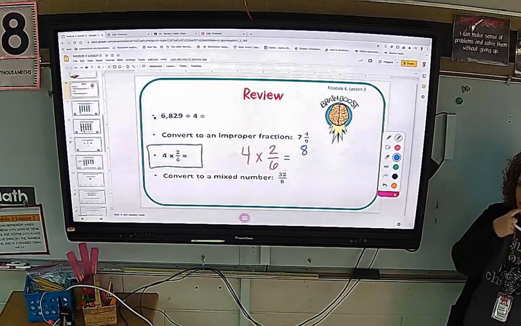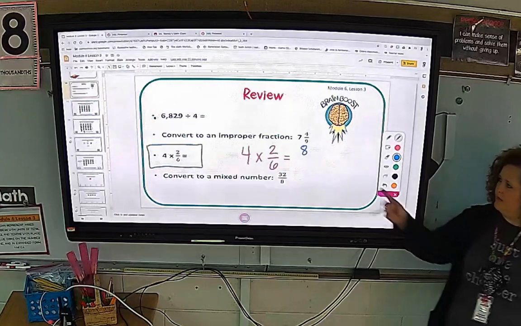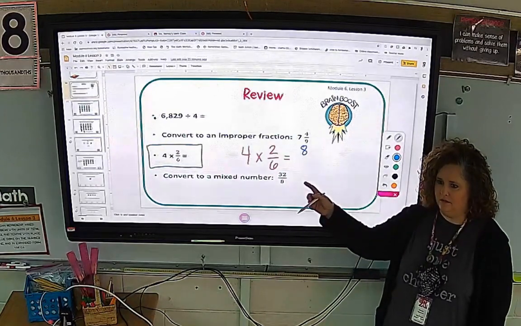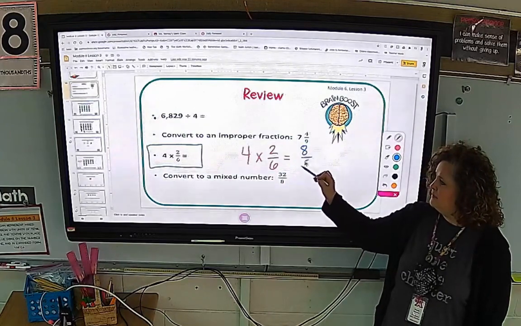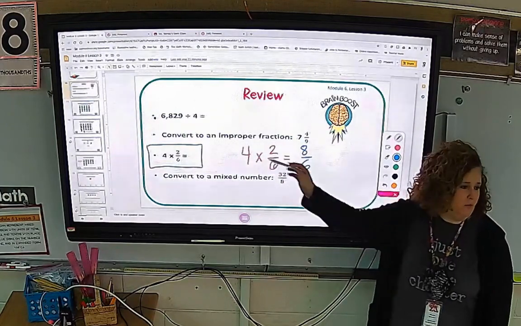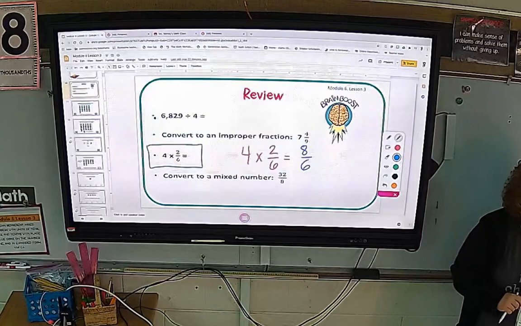You say how many 6s you go down to 8. Okay, because what needs to be under this 8? Denominator. Yeah. We keep that same denominator. Do we multiply the 4 times the 6 at any time?